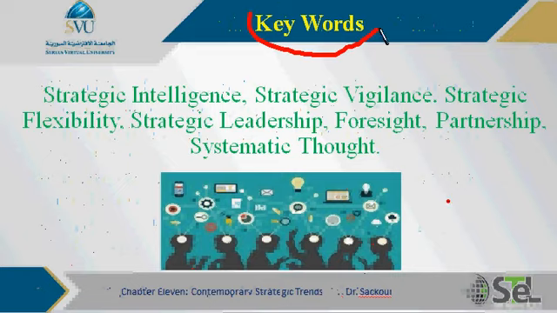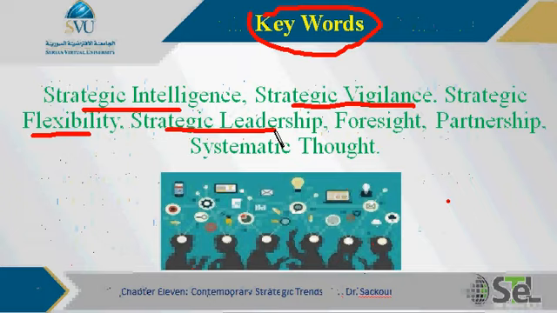So we have keywords. We start with strategic intelligence, strategic vigilance, strategic flexibility, strategic leadership, foresight, partnership, systematic thought. We have many important issues, but those are some of the most important vocabulary and terminology in this chapter and in this section especially.